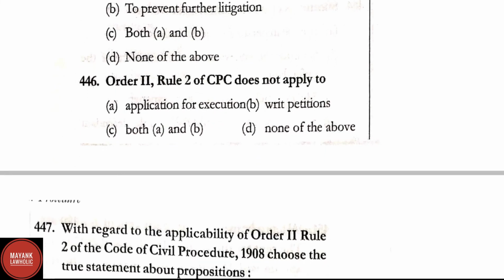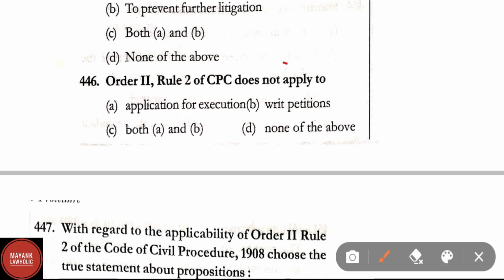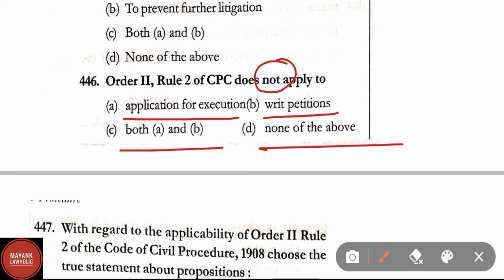Question number 446. Order 2 Rule 2 of CPC does not apply to: option A, application for execution; B, writ petitions; C, both A and B; D, none of the above. Here the correct answer is option C, that is both A and B. Order 2 Rule 2 of CPC does not apply to application for execution and writ petitions.